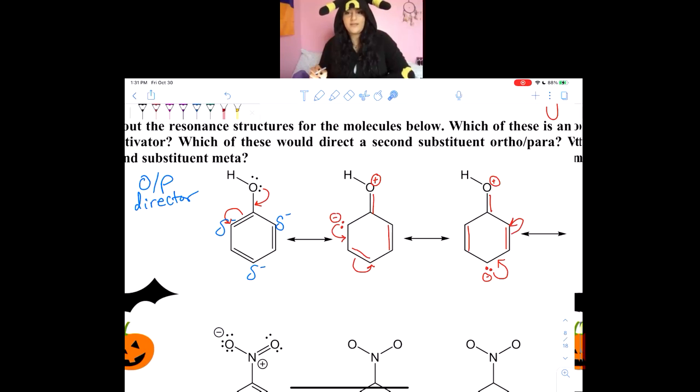Two people said it. Okay, yes, so it is an activator. And someone asked, can we say that all activators are ortho-para directing? Yes, we're going to talk about that a little bit more in a second. We can say that all activators are ortho-para directors, but we cannot say that all deactivators are meta-directors. Again, we'll talk about that in a second, but that's the general thing I want to say.